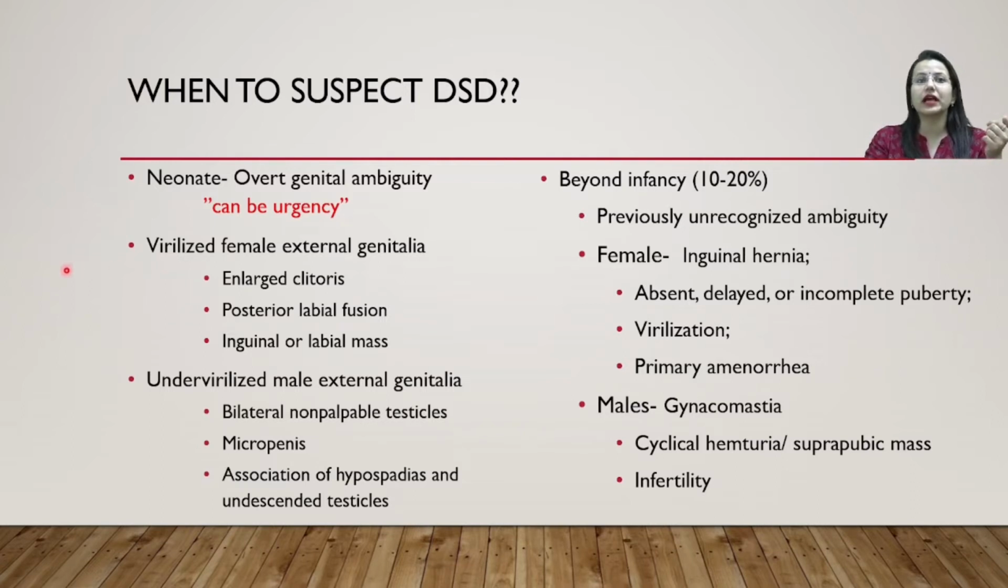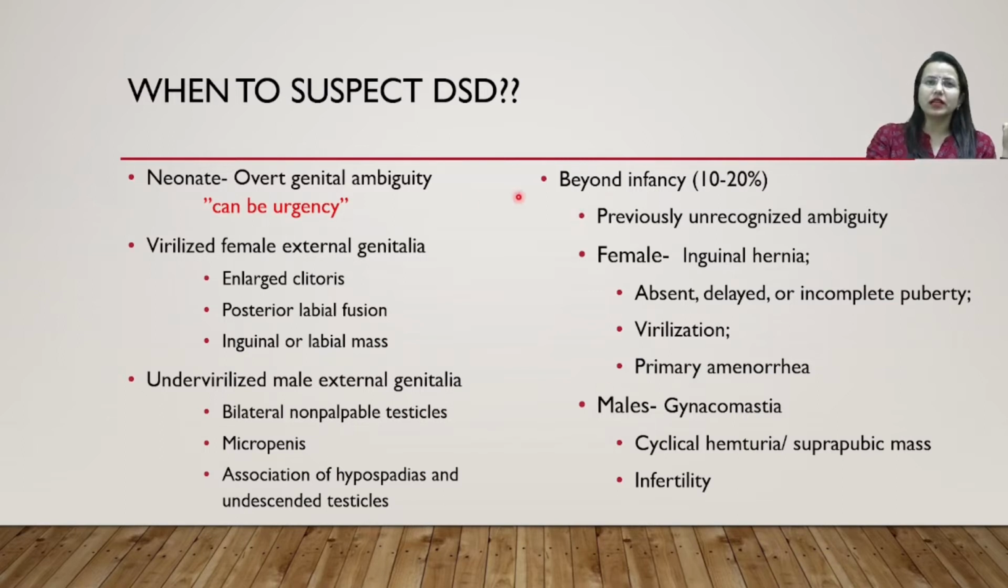They usually have virilized female external genitalia, where there can be an enlarged clitoris, posterior labial fusion, or an inguinal or labial mass. Then the male could have undervirilized external genitalia, where there could be bilateral non-palpable testes, micropenis, or associated hypospadias or undescended testes.